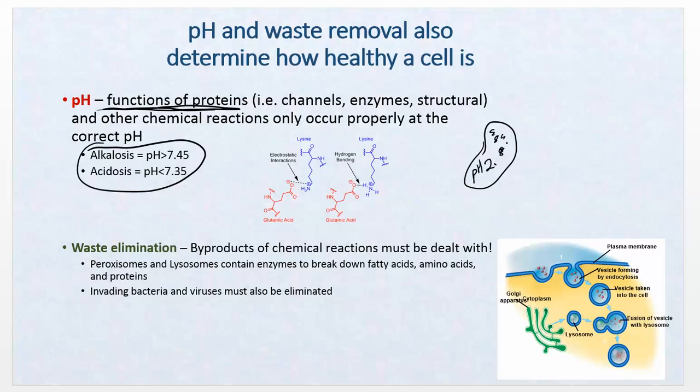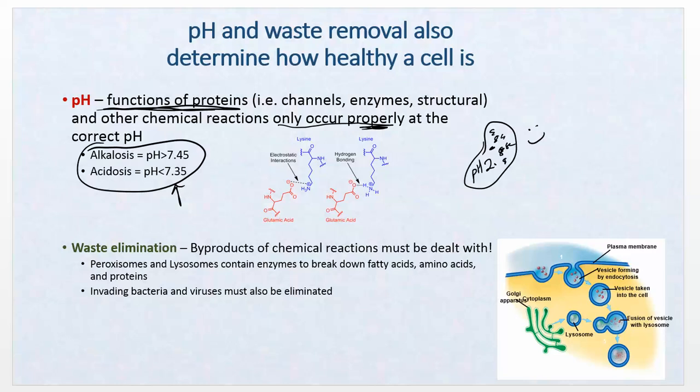These are proteins, but that's where they're happy. They're happiest at a pH of 2. For the most part, though, most proteins are active in this range because most proteins are in your interstitial fluid or something like that. They're in your body. They're not stuck here in the stomach where the pH is 2. So that's why we want to keep that range right there. So functions of proteins, channels, enzymes, structural, and other chemical reactions only occur properly at the correct pH.